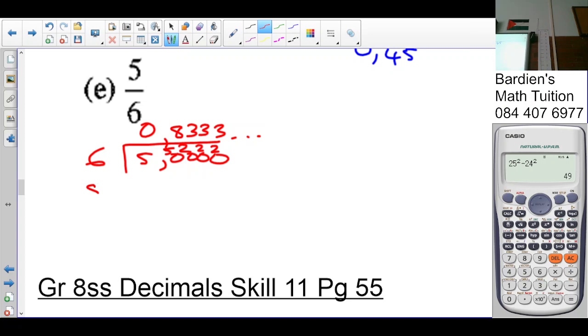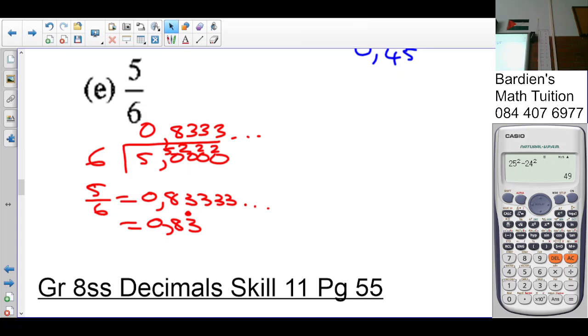So that 5 over 6 is equivalent to 0,83333. The number carries on. It is 0,83 recurring. Okay, do you guys understand? Any confusion here? No.